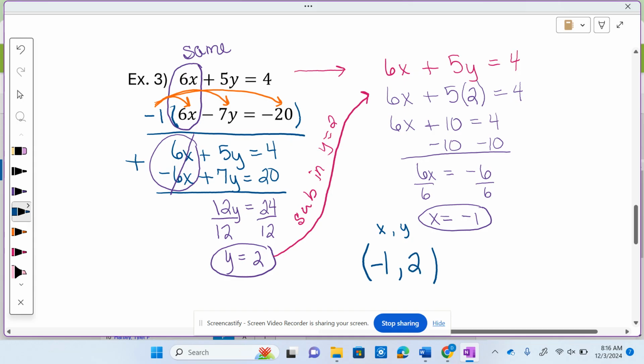Good job. Okay, how do we feel about that? We feel like we are embracing elimination. So we know that if we have the same coefficient and they're not opposites, what are we going to do?